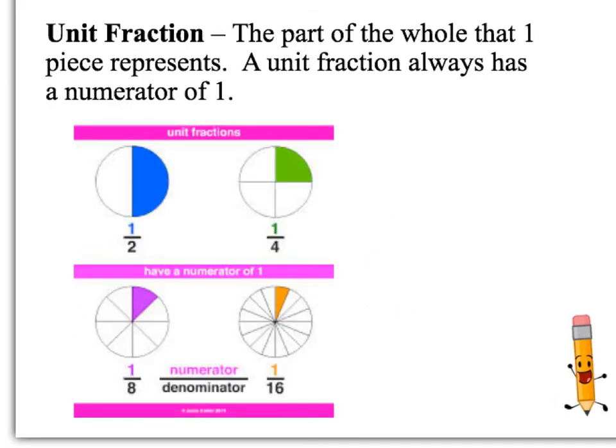Now let's look at a unit fraction. A unit fraction is the part of the whole that one piece represents. So a unit fraction always has a numerator of 1. So for example, 1/2, 1/4, 1/8, 1/16. The numerator is always 1 and the denominator can be anything, and that's what a unit fraction is. You need to pause the video and write this definition down in your notes.